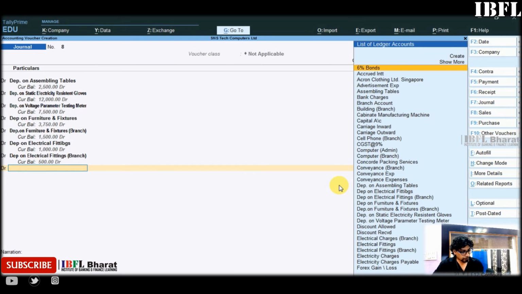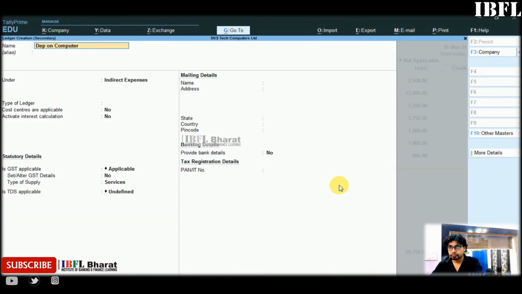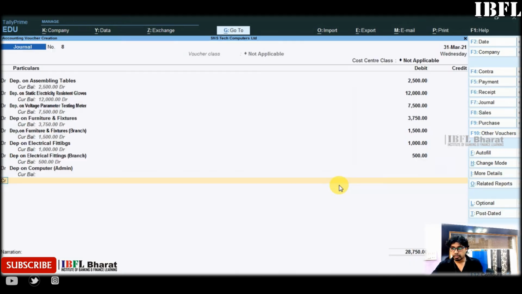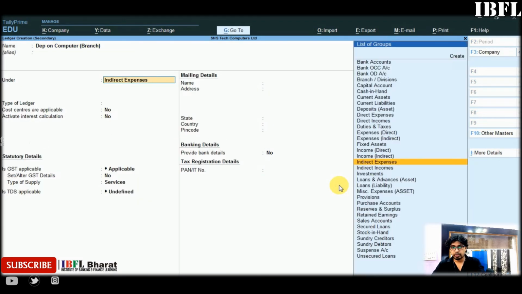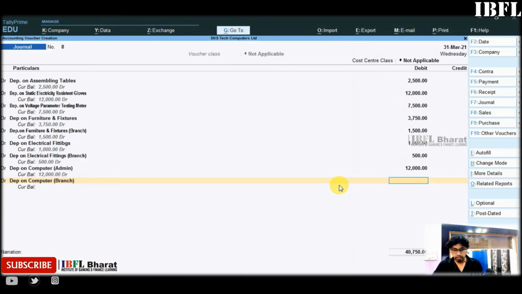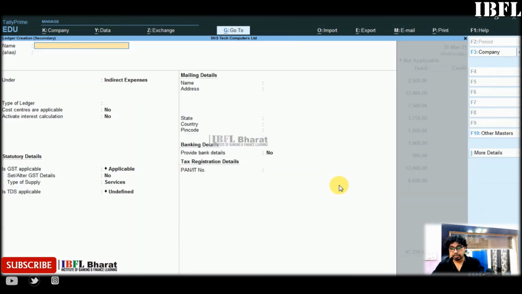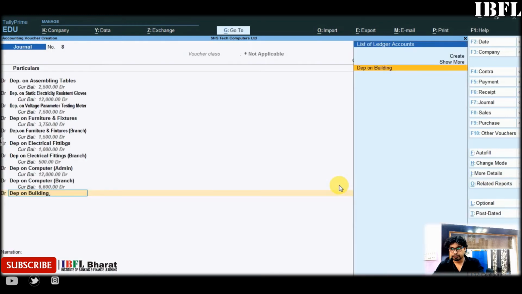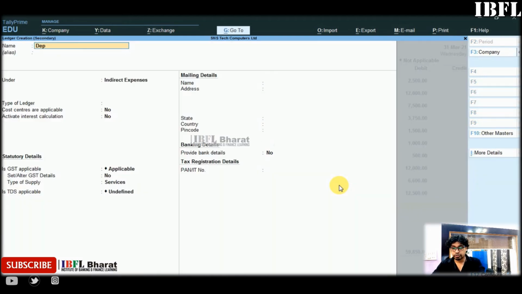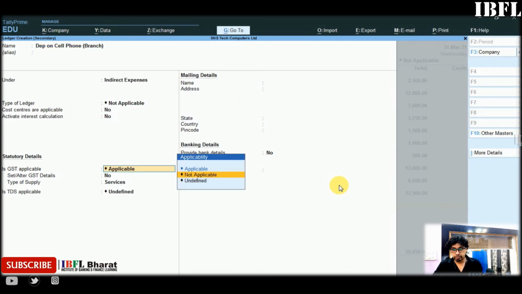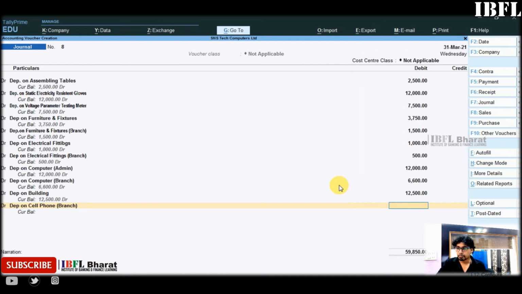Again DR. Computer admin. Tap on computer admin. Not applicable. Amount is 12,000 rupees. Again DR. Press Alt C. Depreciation on computer branch. Indirect expenses. Not applicable. Amount is 6,600. Again DR. Tap on building. Indirect expenses. Not applicable. Accept. Amount is 12,500. Next DR. Alt C. Depreciation on cell phone. It's of branch. Okay. All such ledgers of depreciation of various assets we have made.